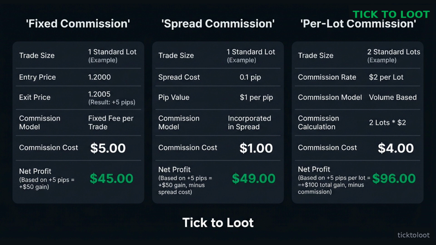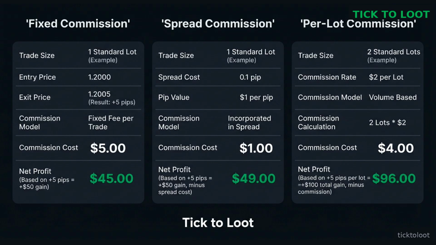If the spread is 0.1 pip on euro to US dollar, and each pip is worth $10 for a standard lot, that spread costs you $1 per trade. The third model is a per lot commission. This is similar to a toll bridge that charges you based on the weight of your vehicle. The heavier the load, the higher the fee. In Forex, a broker may charge $2 for every lot you trade. So a 2-lot trade costs $4 in per lot commissions.